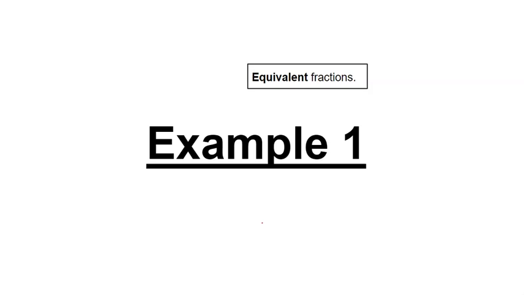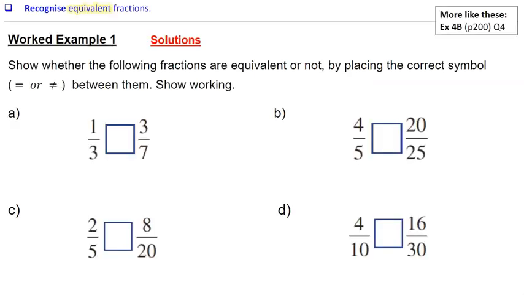In this video, we'll look at two different types of examples involving equivalent fractions. Both concentrate on the use of the equal sign. In the first example, it says show whether the following fractions are equivalent or not by placing the correct symbol, either the equal sign or the not equal sign, between them.